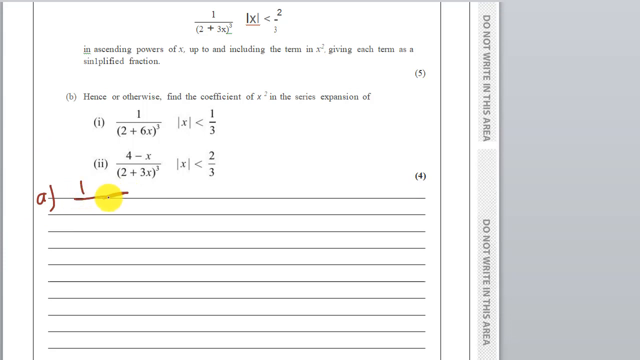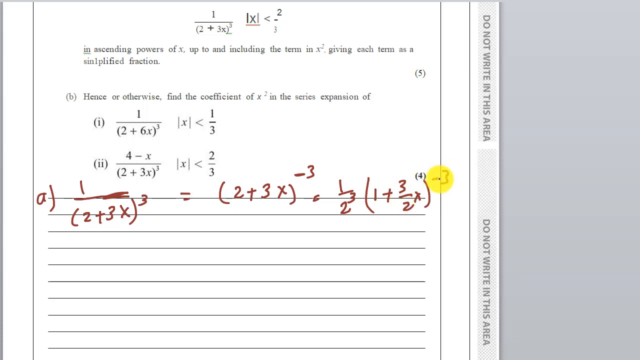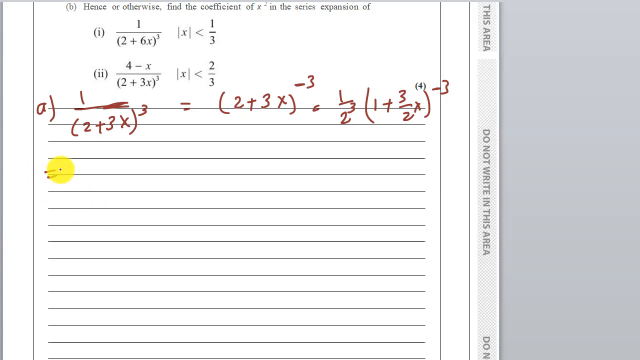Now we have 1 divided by (2 plus 3x) power 3. So it's equal to (2 plus 3x) power minus 3. Let us take this 2 outside, divided by 2 divided by 2. So it will be 1 over 2 power 3, and (1 plus 3 over 2 x) power minus 3. So it's equal to 1 over 8, (1 plus 3 over 2 x) power minus 3.